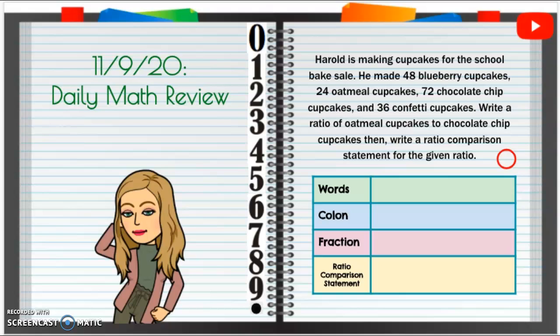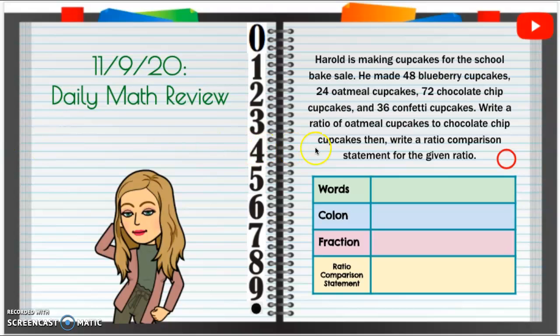November 9th, 2020 Daily Math Review. Harold is making cupcakes for the school bake sale. He made 48 blueberry cupcakes, 24 oatmeal cupcakes, 72 chocolate chip cupcakes, and 36 confetti cupcakes. Write a ratio of oatmeal cupcakes to chocolate chip cupcakes, then write a ratio comparison statement for the given ratio.